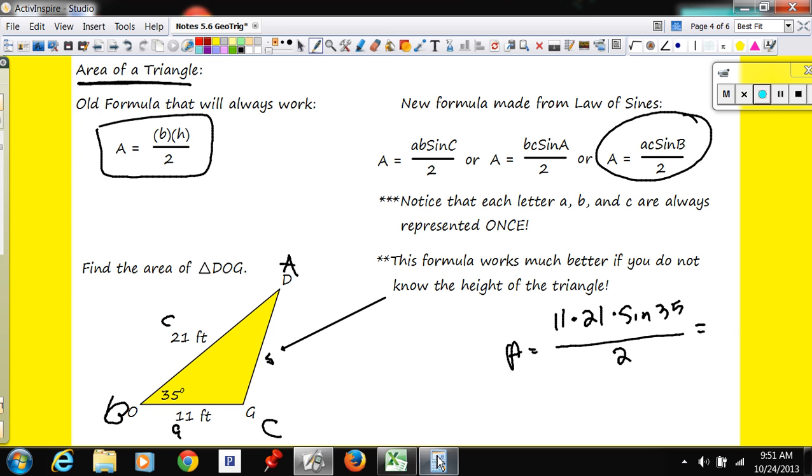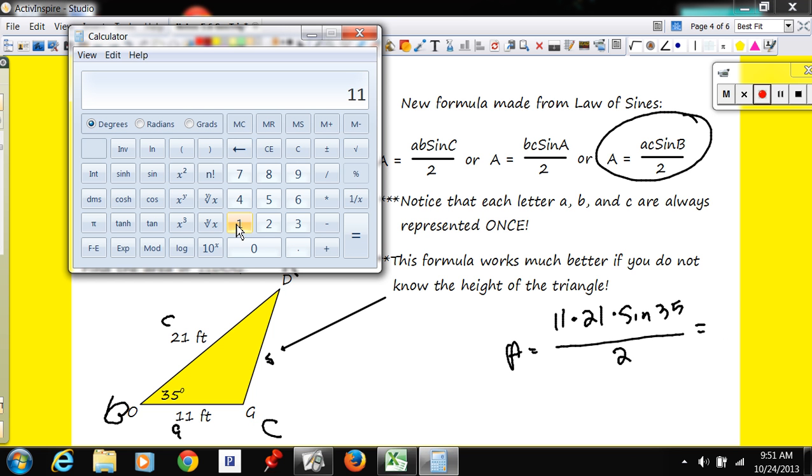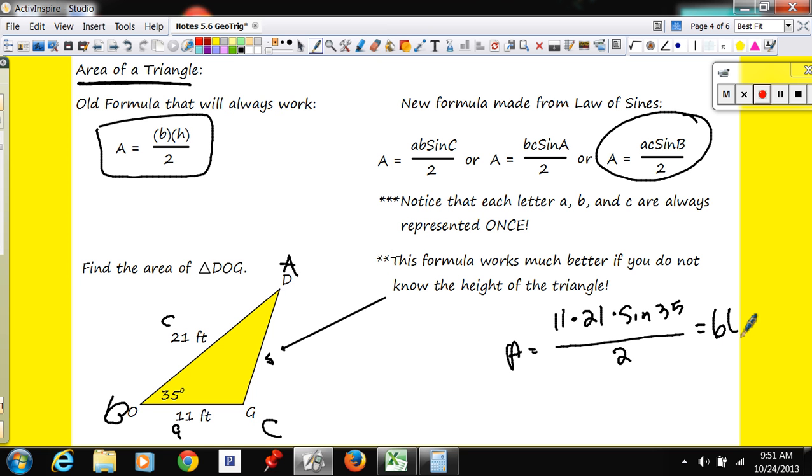So in your calculator, you do 11 times 21, and then you times it by the sine of 35. And then you take that amount and you divide it by 2. And now the area of this triangle is 66.2 square feet. A lot faster than drawing in an altitude and using the trig to find the altitude, and then you have the base times the height, and then you divide it by 2. You'll still get the same answer either way. This is a new formula that will save you some time if you use it.